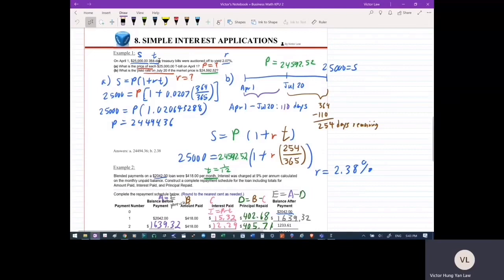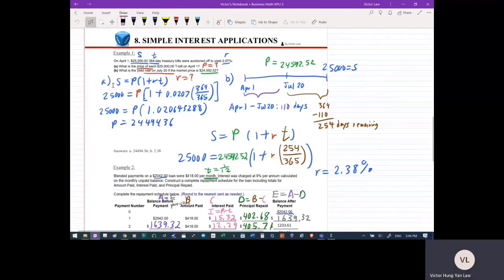At the end of the 364 days, when the contract expires, the borrower will promise to pay the lender the $25,000. So that's your future value, S. So 25,000 is your future value. And then T is 364 days. And then the next number is 2.07%. That's your R, that's your interest rate.